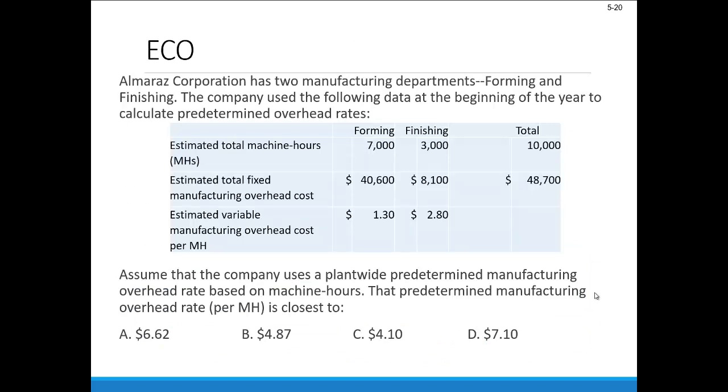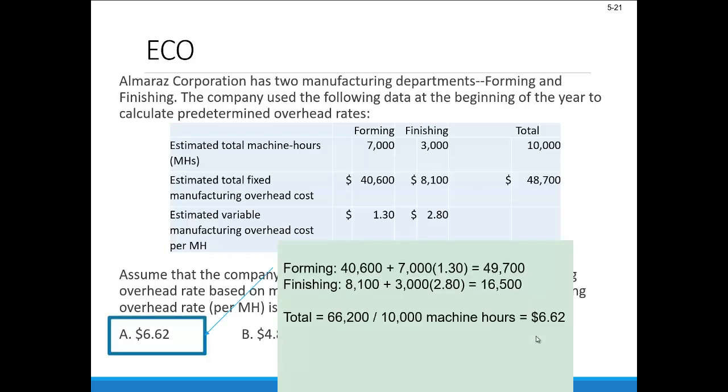All right, let's look at another example here. Almoraz has two manufacturing departments, forming and finishing. The company used the following data at the beginning of the year to calculate predetermined overhead rates here. So we see the estimated total machine hours in both departments, estimated total fixed overhead in each, and then the estimated variable overhead per machine hour in each department. Now assume that the company uses a plant-wide predetermined manufacturing overhead rate based on machine hours. So plant-wide rate, not an individual rate for each department. That predetermined manufacturing overhead rate per machine hour is closest to which of these answers? So just pause this for a second, work that out, and then check your answer here in a second.